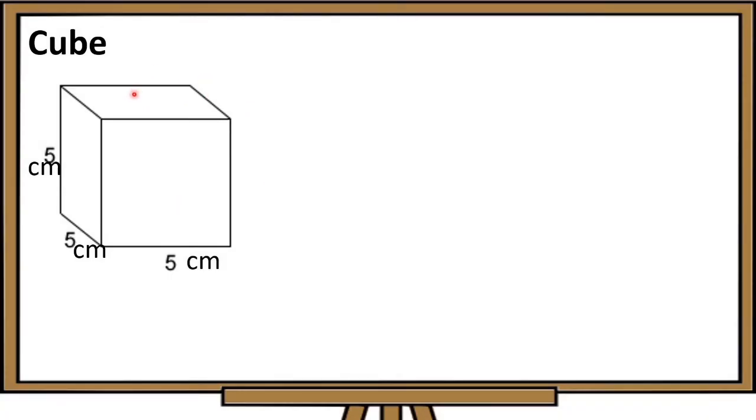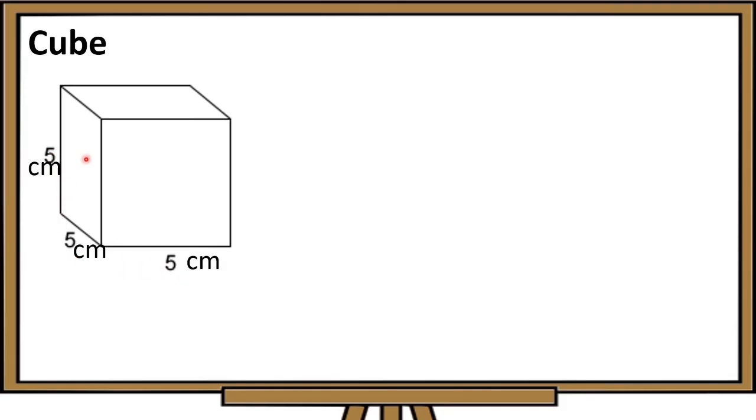Let us now solve for the volume of this cube. Ito yung cube na ipinakita ko kanina. Ang measurement niya ay 5 centimeters yung length, yung width 5 centimeters, and yung height ay 5 centimeters. So, as you can see, magkakasukat lang yung bawat dimension ng ating cube.